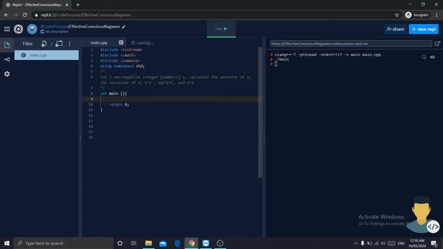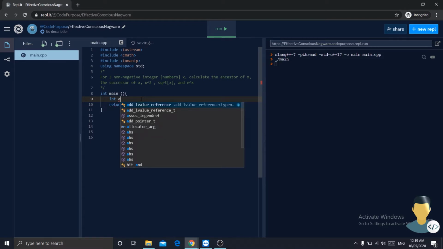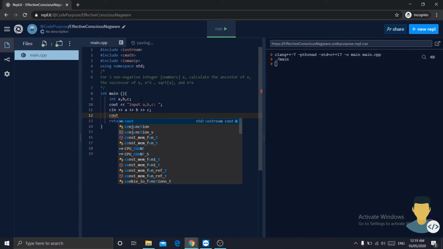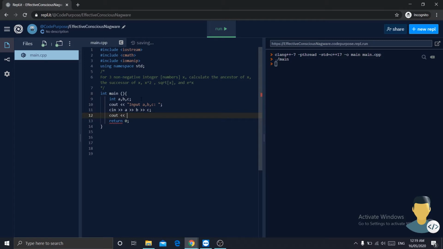First we will need three parameters, which will be of type integer: a, b, and c. Let's read them. Cout input a, b, c. Cin a, b, c. Now we will need cout, and we are going to write setw 10.